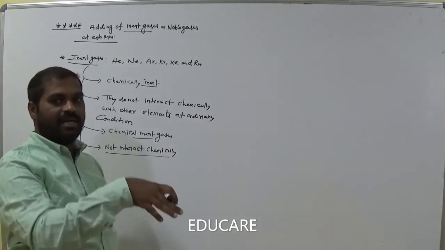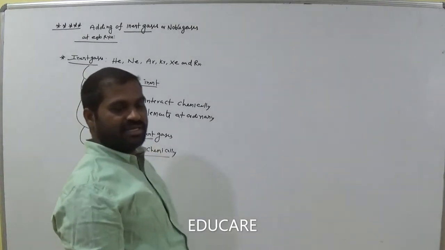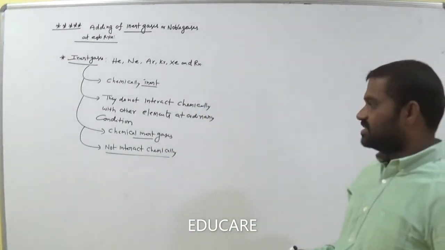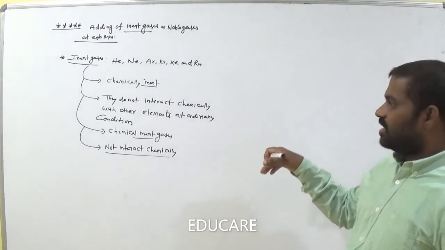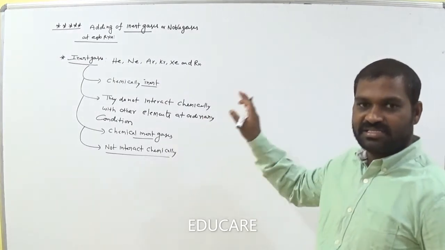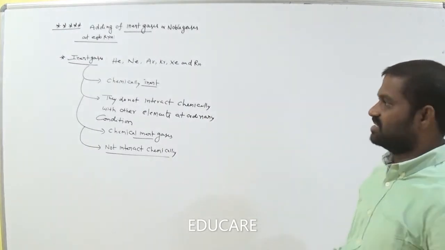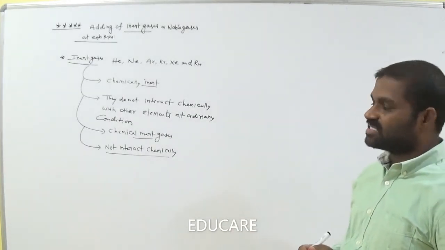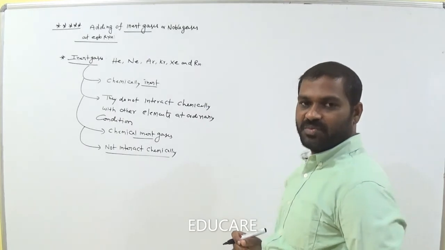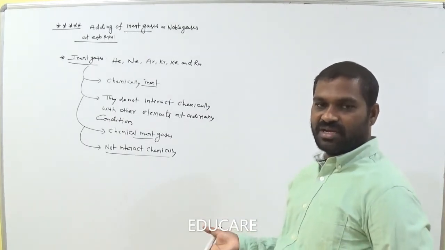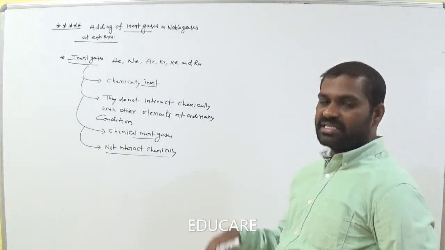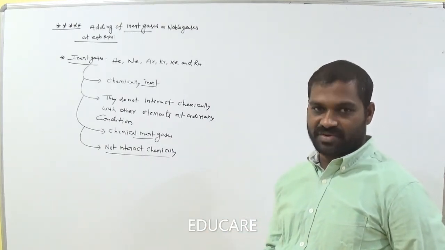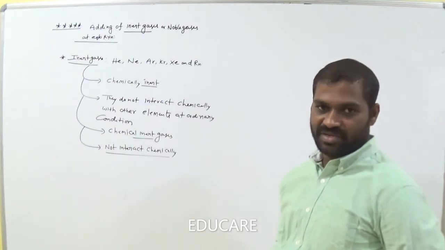Suppose inert gases are added in a chemical equilibrium reaction, then there is no reaction with reactants or with products. Remember this. Then what is the effect of adding inert gases on the equilibrium position? Chemically they don't get involved in the reaction, but by adding these inert gases, is there any change in the equilibrium position, either forward or backward? That is the main important point here.